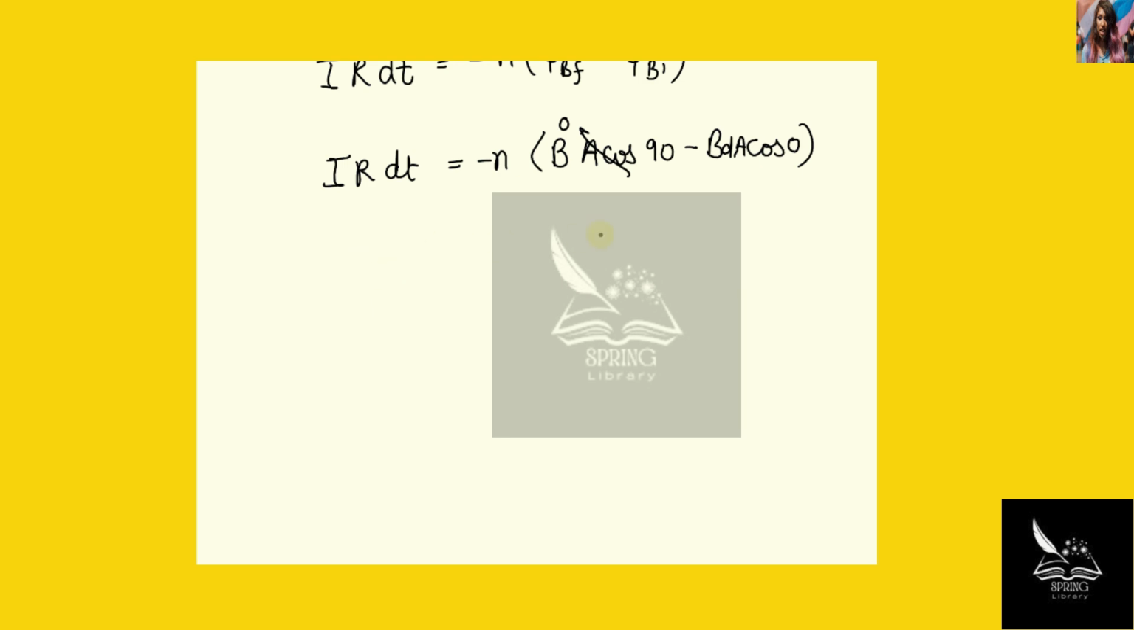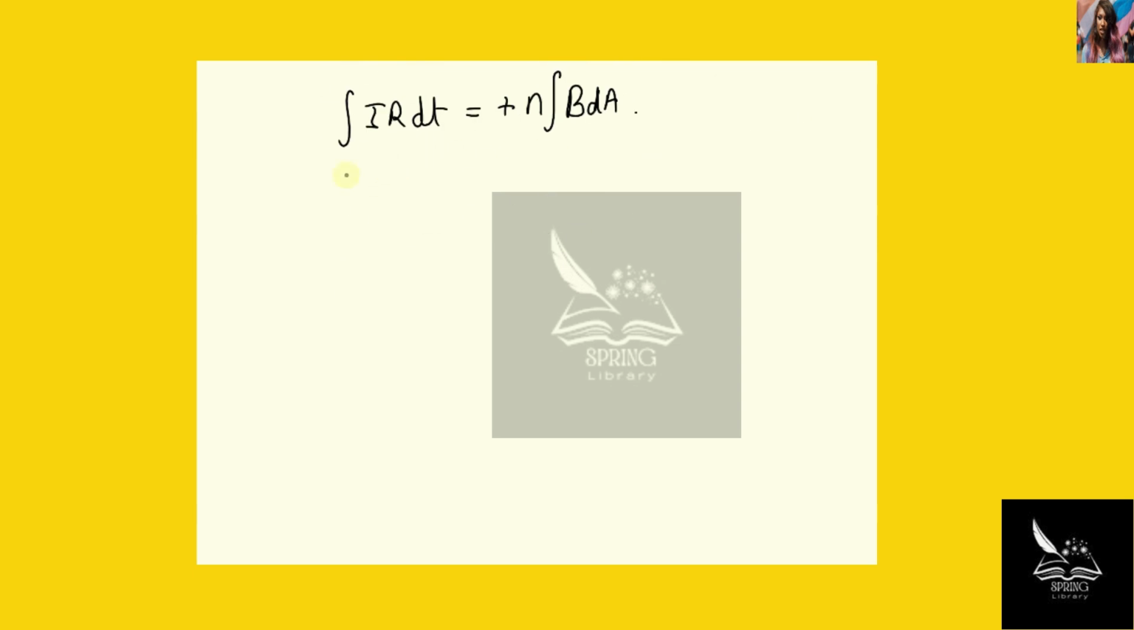Now if I integrate on both sides, I get the integration of IR dt equals minus N times the integration of B dA, where minus minus turns out to be plus. Now if we plug in, I dt is q, so q times R is equal to N B A. We have to find the magnetic field, so B is equal to qR divided by N times A.